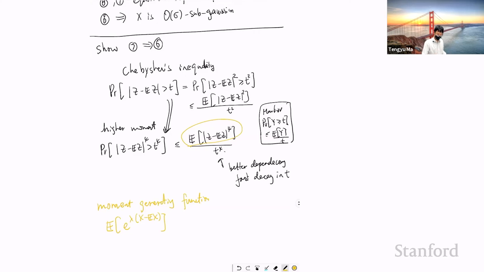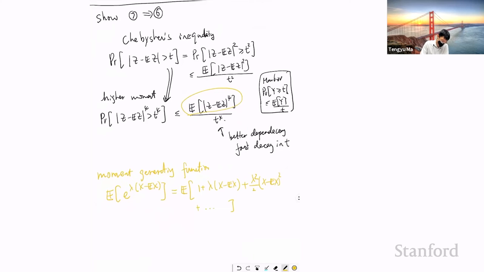This is the expectation of the exponential of the deviation between X and its expectation. Why is this an interesting quantity? The reason is that if you Taylor expand what's inside, this is the exponential of something, so the Taylor expansion would be 1 plus lambda times (X minus EX) plus lambda squared over 2 times (X minus EX) squared, plus so on and so forth.